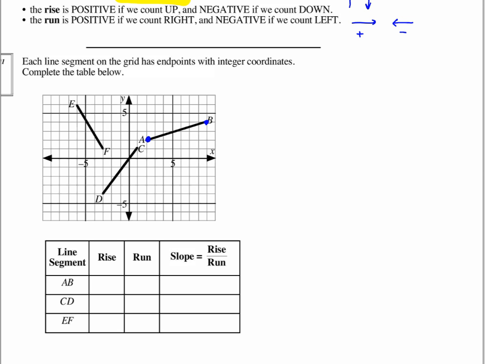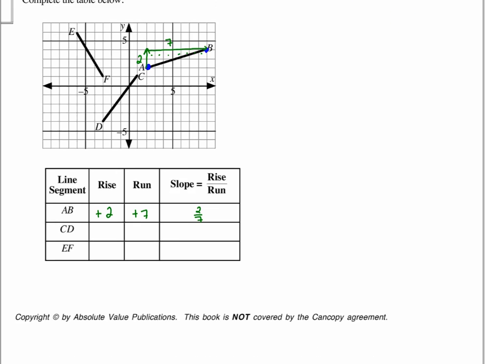We want rise over run. So we're going to make a triangle, right? We go our rise first. So we're going up 2. So that's a positive 2 because we're going up. And our run, we count the boxes. 1, 2, 3, 4, 5, 6, 7. 7 to the right is a plus 7. And so our slope is 2 over 7. Positive 2 divided by positive 7.